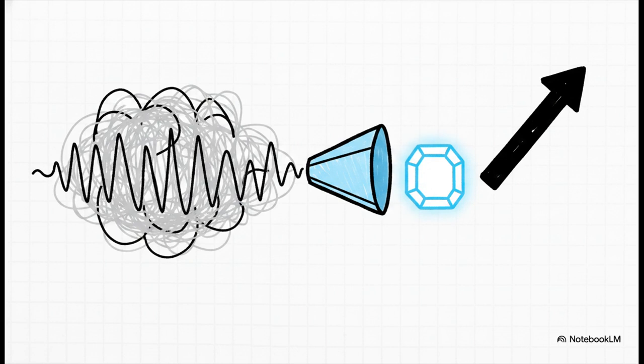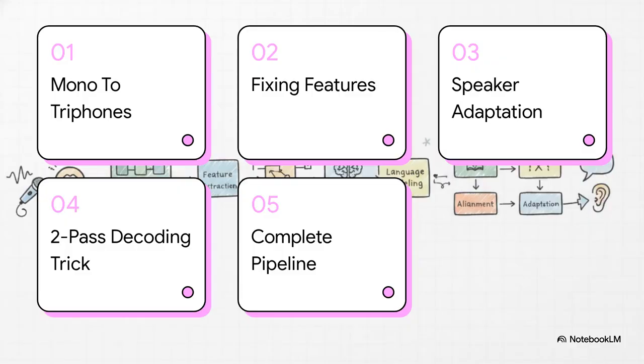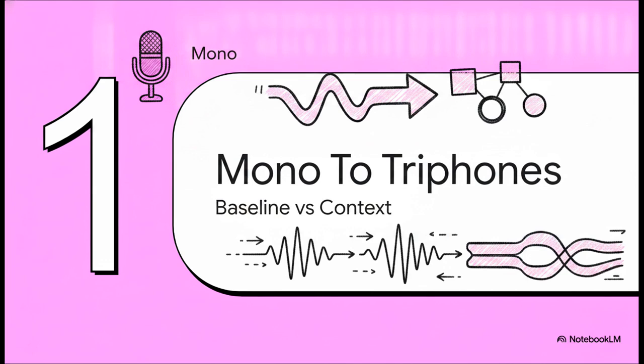Let's dive right in. Here's our level up roadmap for today. We're going from mono to triphones, fixing our features with LDA and MLLT, tackling speaker adaptive training, conquering the two-pass decoding trick, and finally, looking at the complete pipeline. All right, section 1, from mono to triphones.